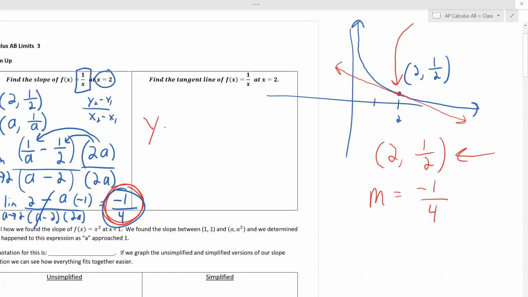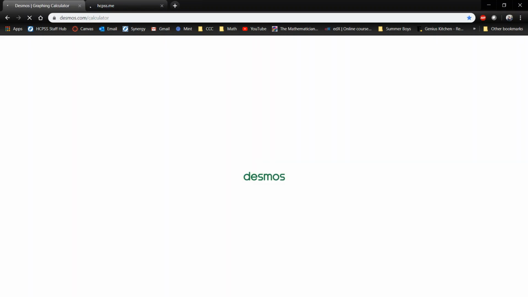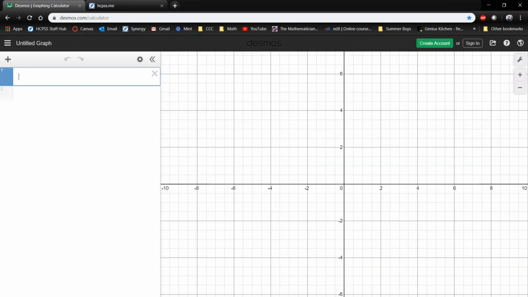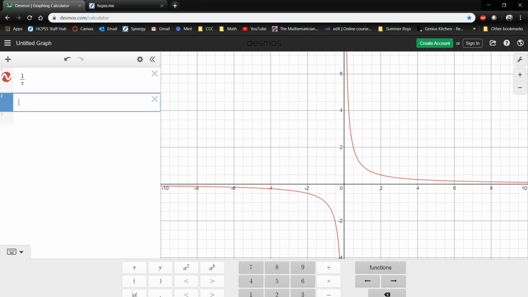And we talked about yesterday, point slope form is y minus the y value equals the slope times x minus the x value. And all I'm saying here is if you graph that line and that function, which I'm going to do for you right here. So again, the function we care about was 1 divided by x. It looks like that. The point we care about was 2, 1/2. So let's graph that. There it is.